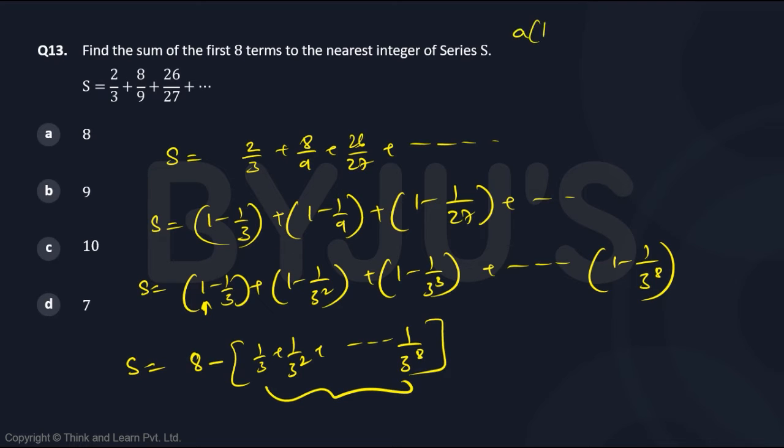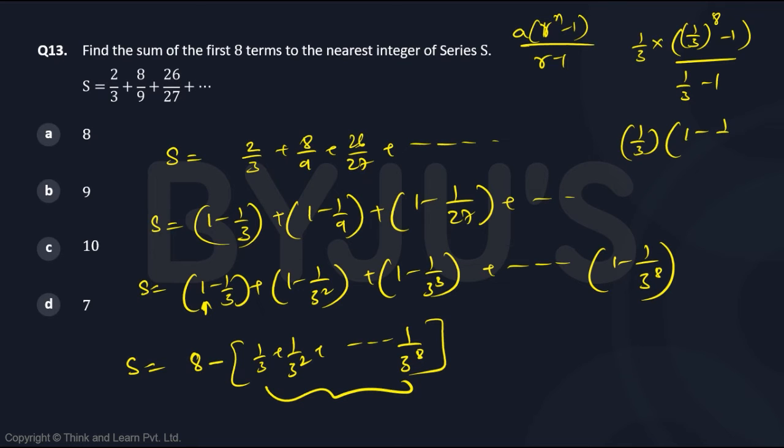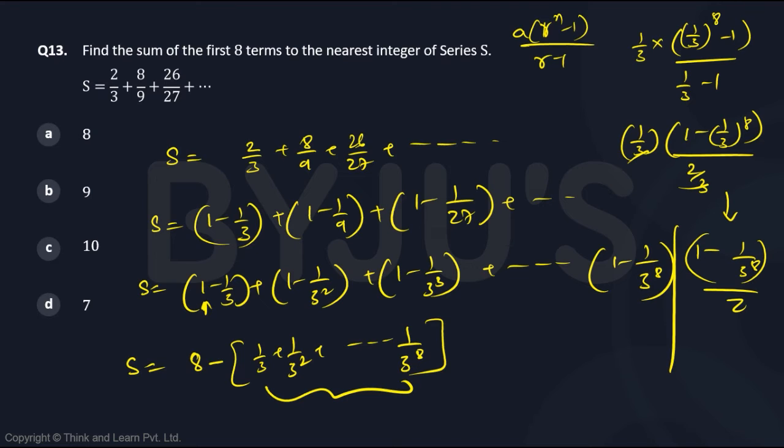It is given by a into r power n minus 1 by r minus 1. So here the a value is 1 by 3 and the common ratio is 1 by 3. So 1 by 3 into 1 by 3 to the power of 8 minus 1, by 1 by 3 minus 1. So this is 1 by 3 times 1 minus 1 by 3 to the power of 8, by 2 by 3. So 3 gets cancelled. So this value will be 1 minus 1 by 3 power 8 by 2, right? So this will be 3 power 8 minus 1 by 3 power 8 into 2.